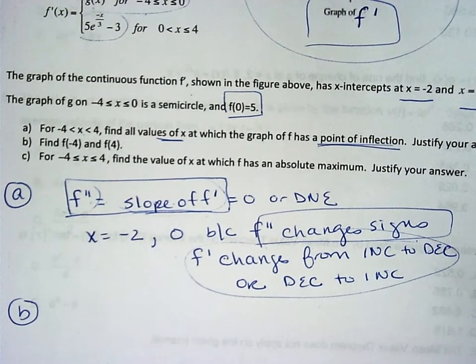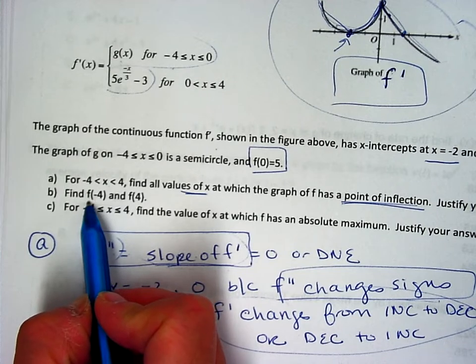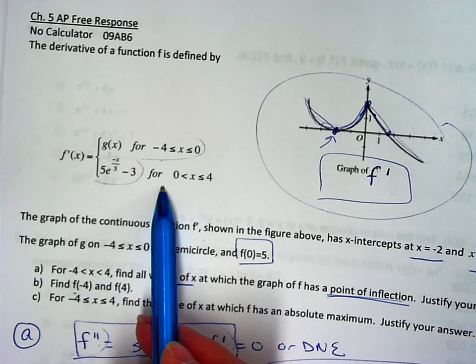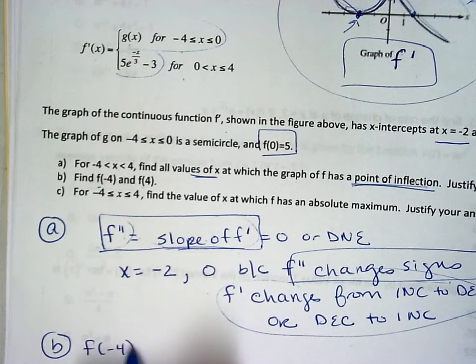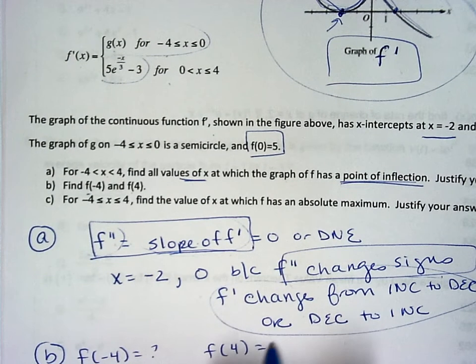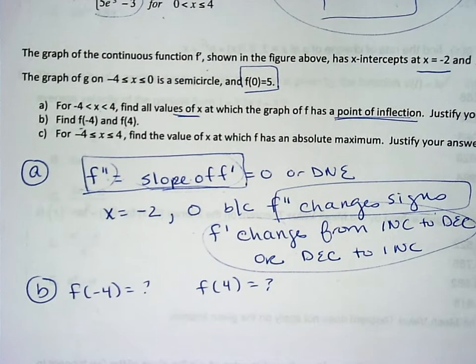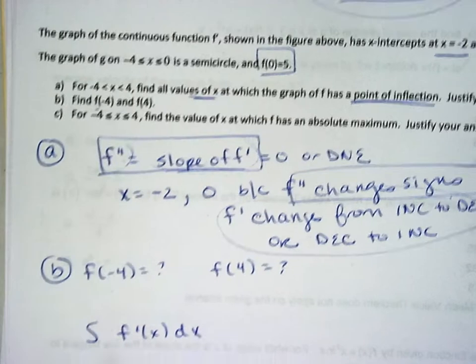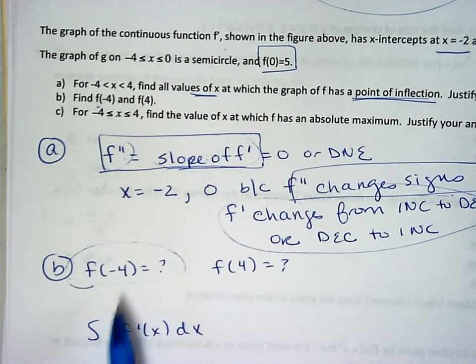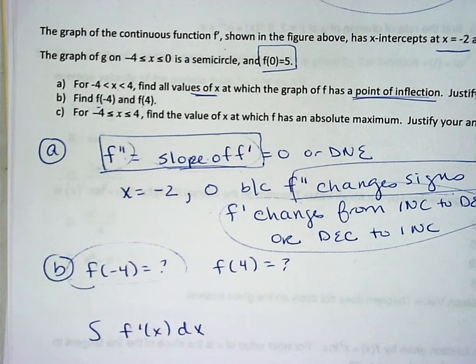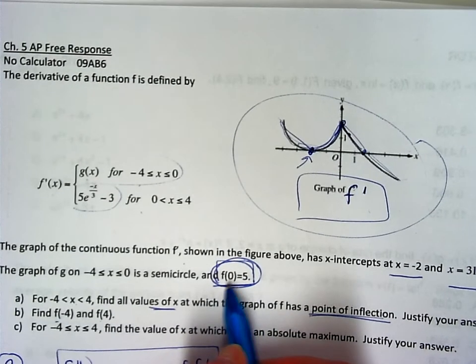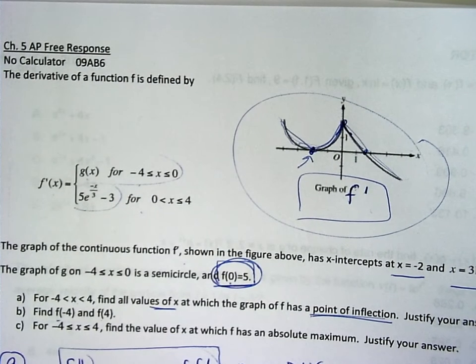Okay, part B. They want you to find f of -4 and f of 4. You're given f prime, the graph, and part of that equation. So in order to find f of -4 and f of 4, you should at least be thinking, okay, I need to take the antiderivative of f prime. So I'm thinking this. So let's start with the -4 piece. I want to figure out what happens to -4, so -4 should be one of the bounds that I use. Now, the only other bound that they give you information about is 0. So that's how I know that I want to use f of 0 is equal to 5.